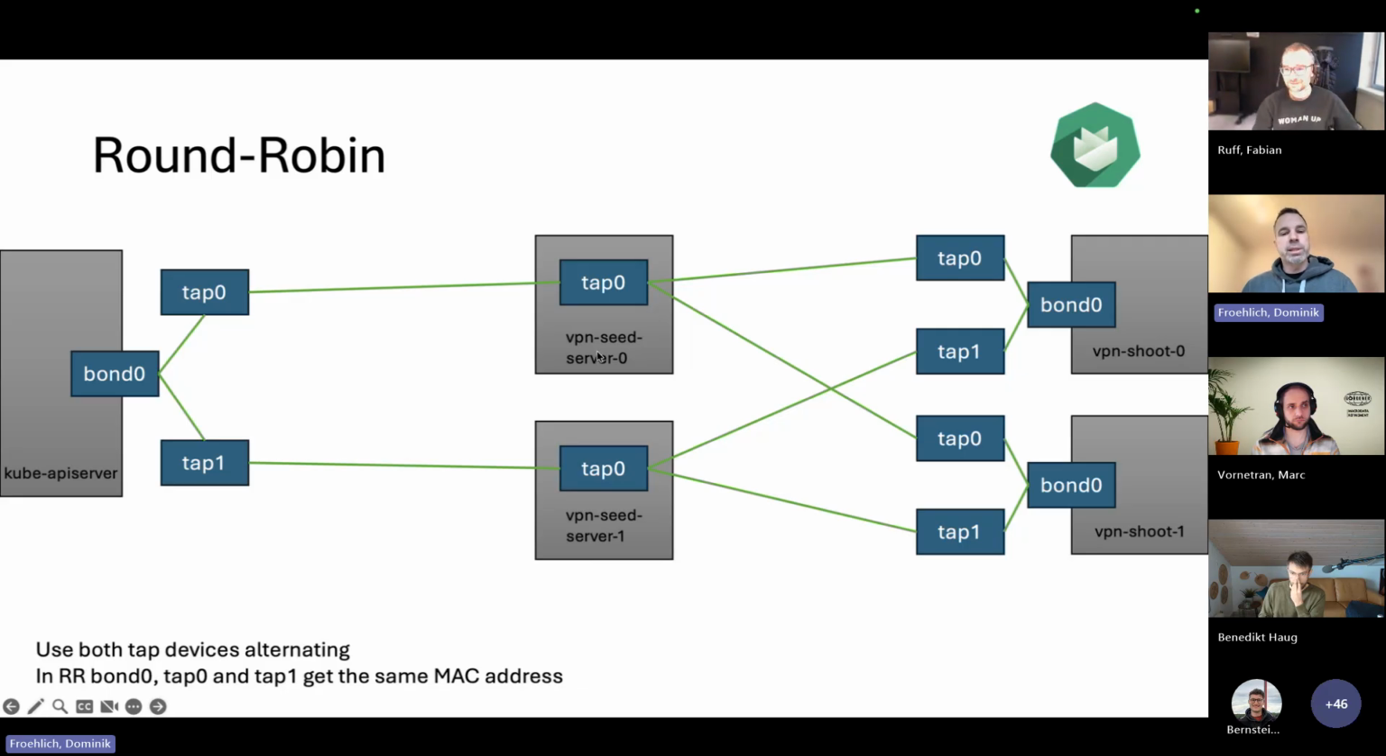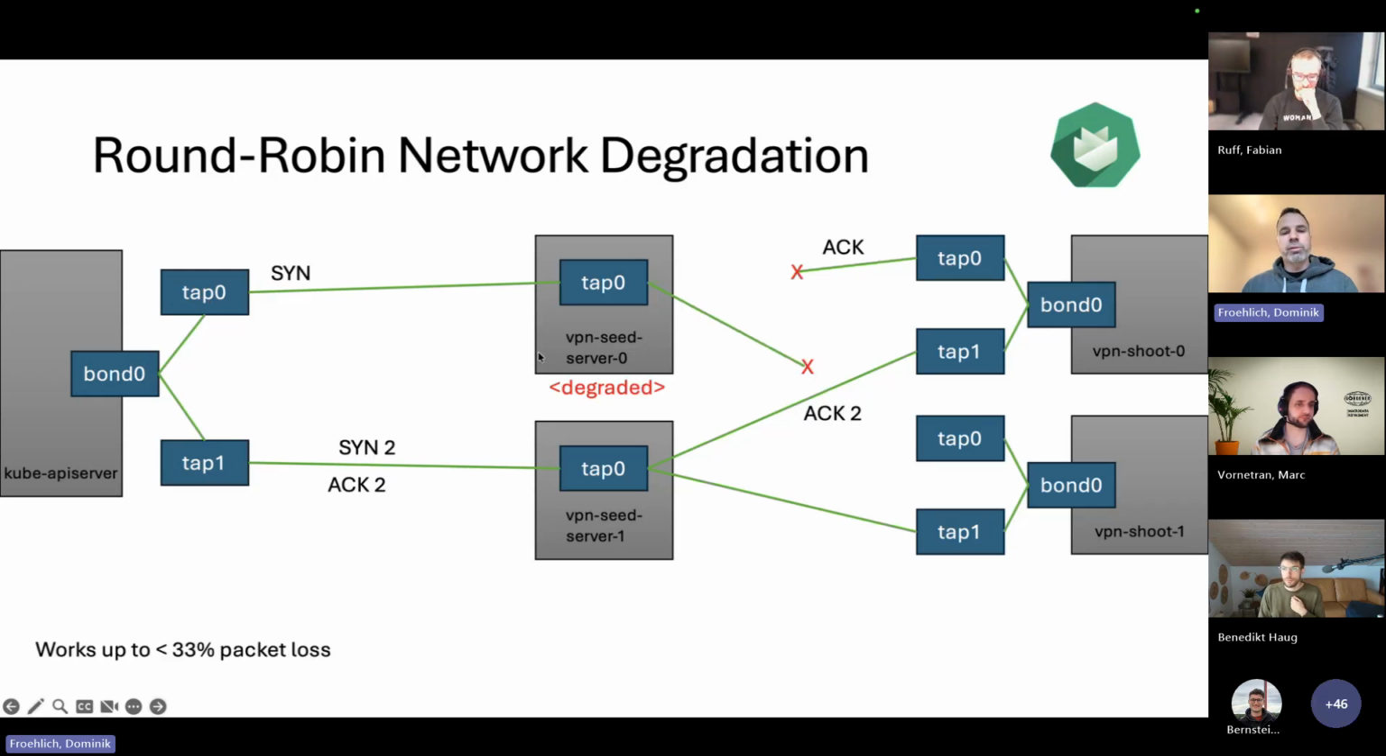If VPN server 0 goes down completely, it will just turn down this tab 0 device and use only one device. And if you have a network degradation, for example, here we have the same VPN server seed 0 degraded. The first SYN doesn't make it over. So you just retry your connection on the other side. Oh, this guy goes through, but the ACK doesn't go back. So there's a second ACK.